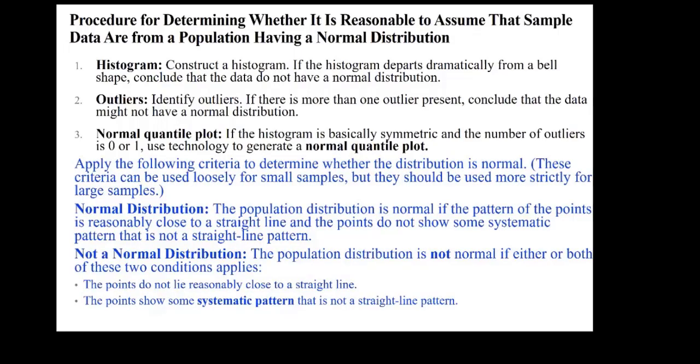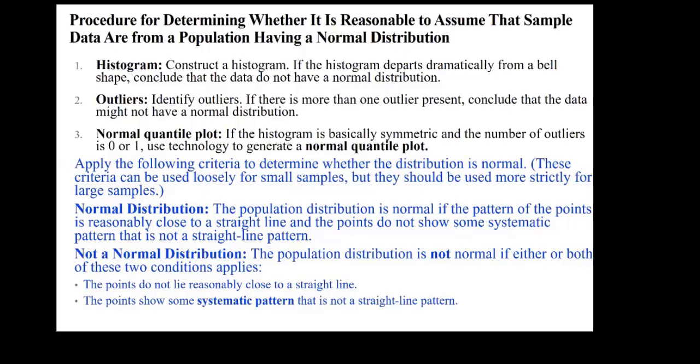Apply the following criteria to determine whether the distribution is normal. These criteria can be used loosely for small samples, but they should be used more strictly for large samples. Normal distribution. The population distribution is normal if the pattern of the points is reasonably close to a straight line, and the points do not show some systematic pattern that is not a straight line pattern. Not a normal distribution. The population distribution is not normal if either or both of these two conditions applies. The points do not lie reasonably close to a straight line. The points show some systematic pattern that is not a straight line pattern.